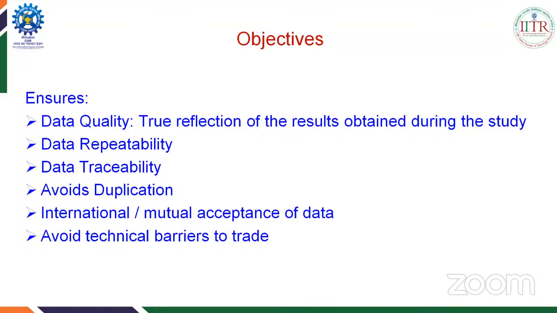The major objective of carrying out these studies under the GLP principles, under the GLP guidelines, is basically to ensure three major points with respect to the data, that is data quality, data repeatability, and data traceability. As I said, the data which is generated in any of the GLP facilities is acceptable to all the other member countries, and hence it has to be of extremely high quality.